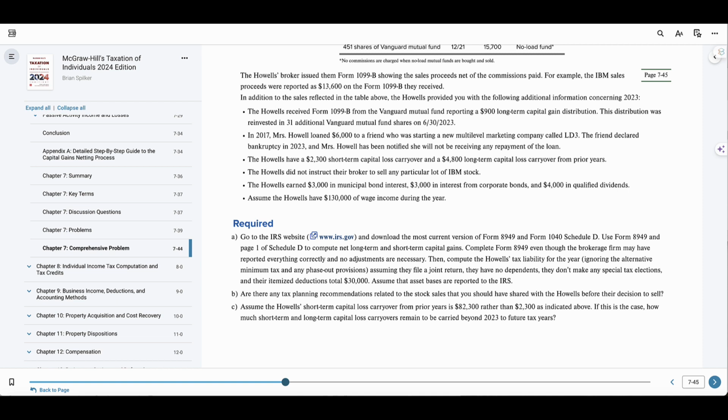For Part C, we're going to change our assumptions and assume that the Howells' short-term capital loss carryover from prior years is $82,300, not the $2,300 that we were given above. If that's the case, how much short-term and long-term capital loss carryovers remain to be carried beyond 2023 for future tax years? This is the problem that we're working with. Again, in your Connect, the numbers might be different. Now let's go and solve this problem so that you are successful in solving your tax form problems for investments.